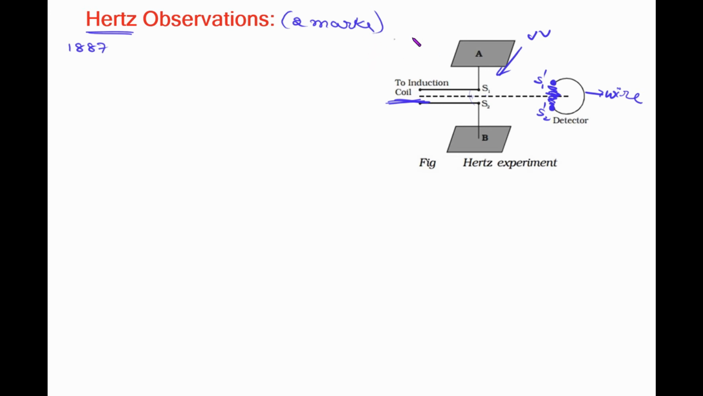When UV light is incident on the metal surface, electrons absorb the energy from the incident radiation.